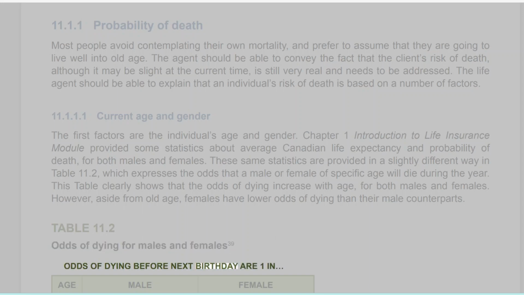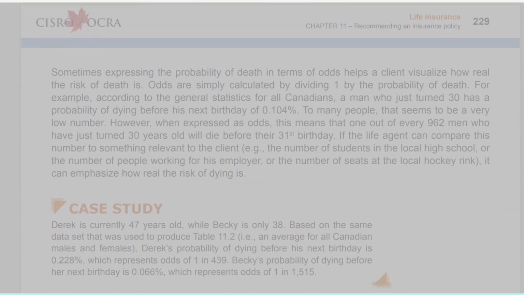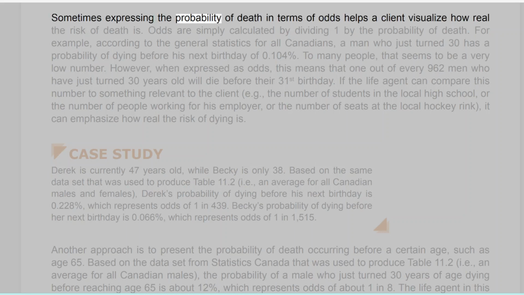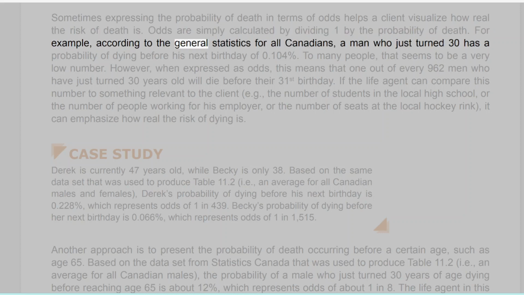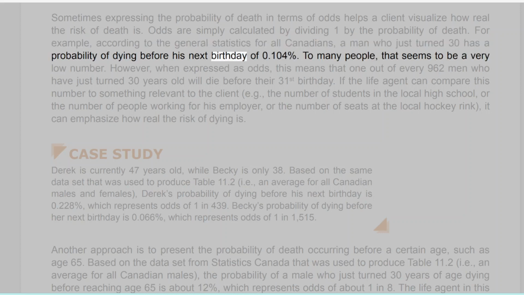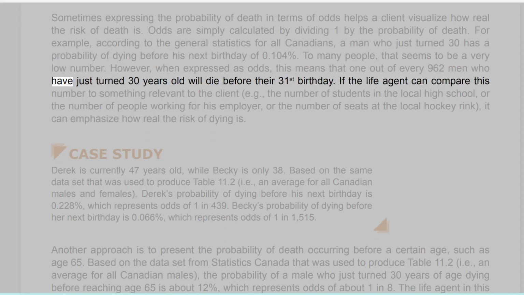Odds of dying before next birthday are 1 in. Sometimes expressing the probability of death in terms of odds helps a client visualize how real the risk of death is. Odds are simply calculated by dividing 1 by the probability of death. For example, according to the general statistics for all Canadians, a man who just turned 30 has a probability of dying before his next birthday of 0.104%. To many people, that seems to be a very low number. However, when expressed as odds, this means that 1 out of every 962 men who have just turned 30 years old will die before their 31st birthday.